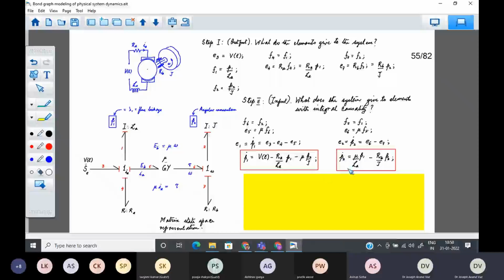So you have the second equation for this system, and you can see that there are only two system equations possible for this system, because there are only two state variables associated with it. Okay. And the left hand side is in terms of the rate of change of these states, and the right hand side is in terms of states and parameters.